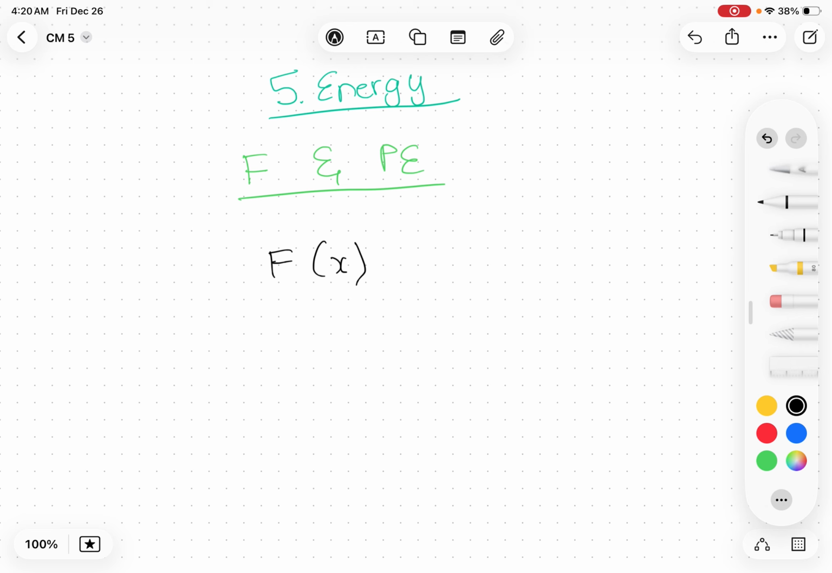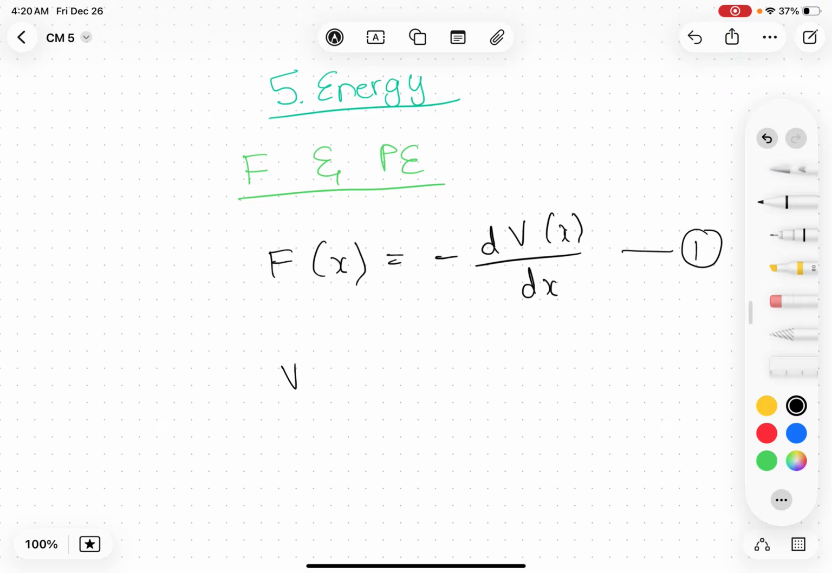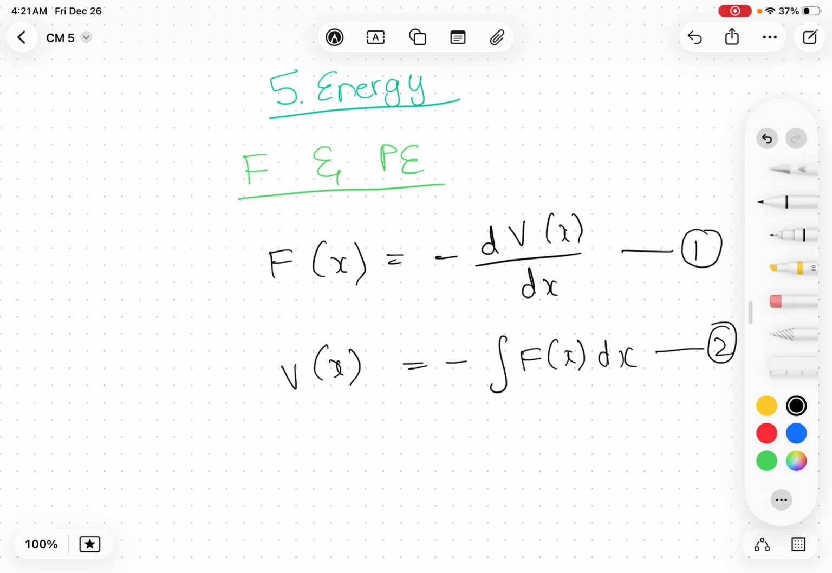According to the potential energy principle, the force on the particle is related to the derivative of the potential energy with respect to position. In the one-dimensional case, we call this equation one. The potential energy principle is just a definition of V of x. Potential energy can be constructed from the force by integrating the force over x, which is the position. Now call this the second equation.